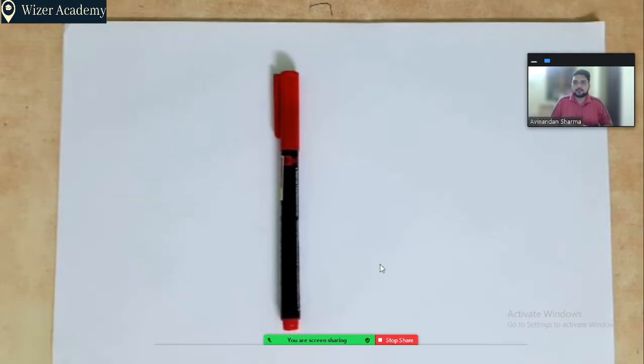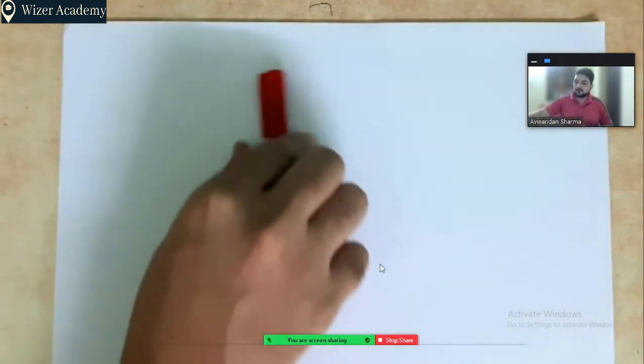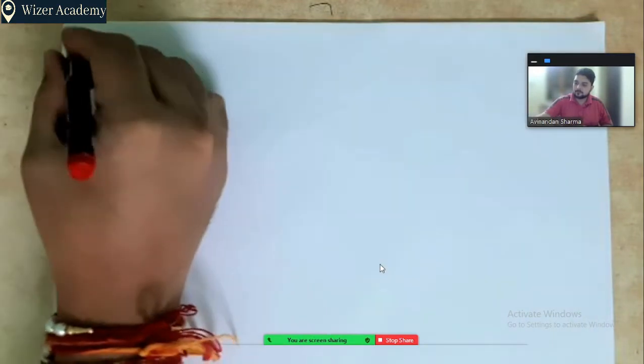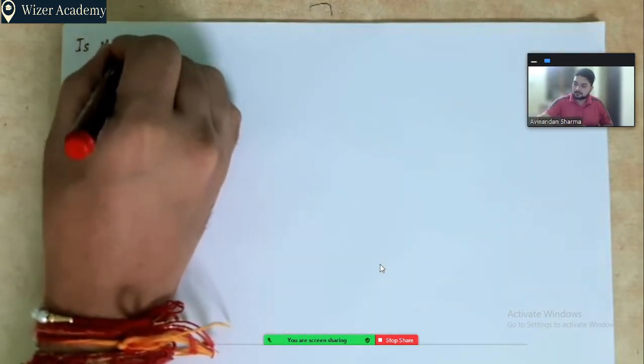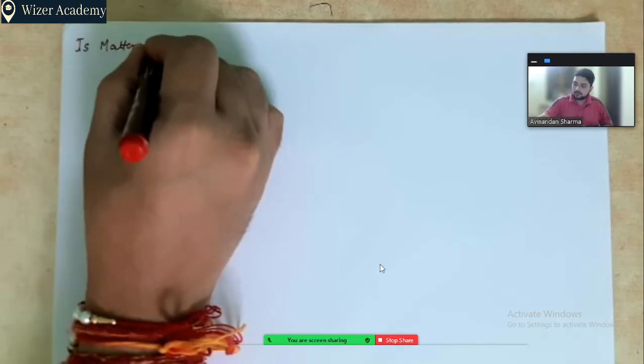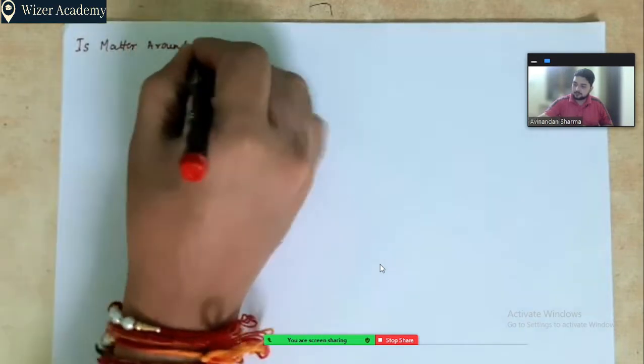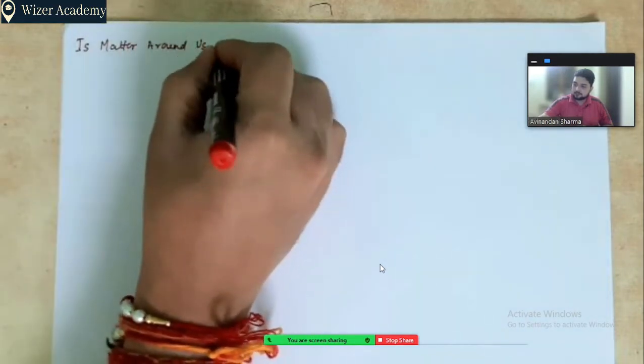My name is Avinandan sir and today we will be studying class 9th chapter 2, which is Is Matter Around Us Pure?